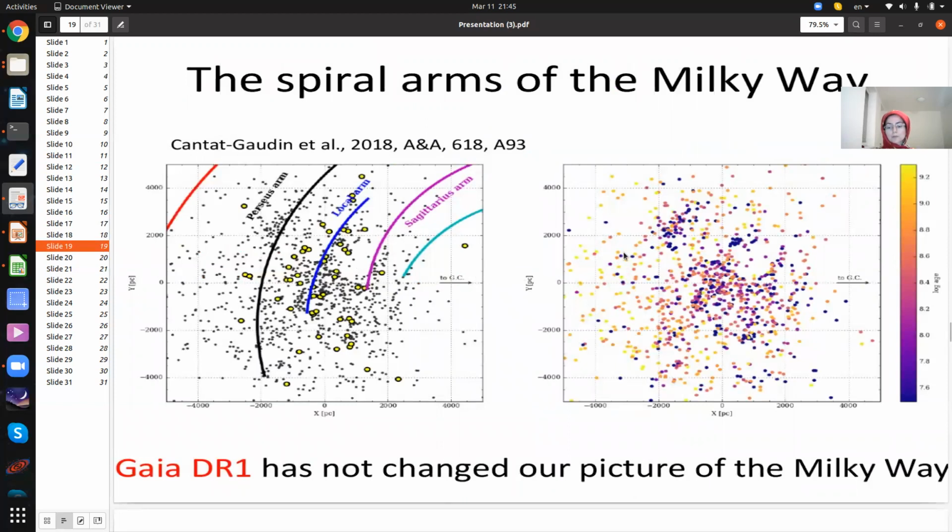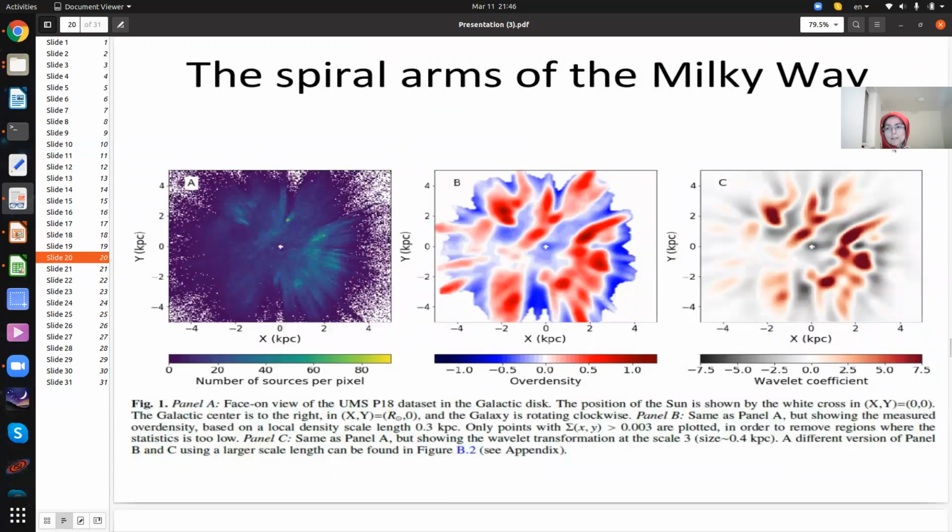And these are the spiral arms of the Milky Way. You see, these are spiral arms. And these are open clusters, young clusters, and these are old clusters. Gaia Data Release 1 has not changed our picture of the Milky Way, as you see. Most of the open clusters are in the spiral arms. We can see that the material of star clusters is in the spiral arms of the galaxy. The star clusters have different directions, as you see here. And these are the spiral arms of the Milky Way, as you see in these pictures.